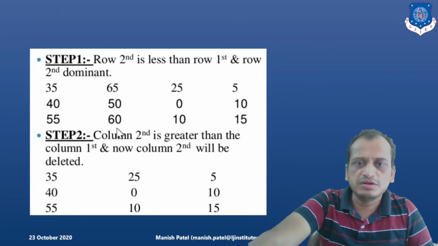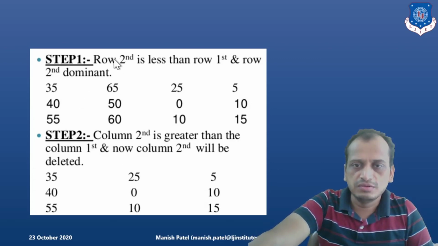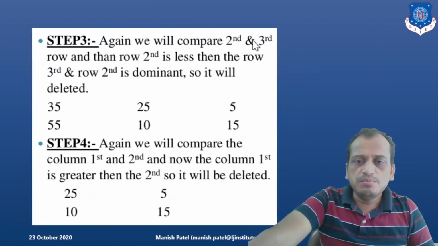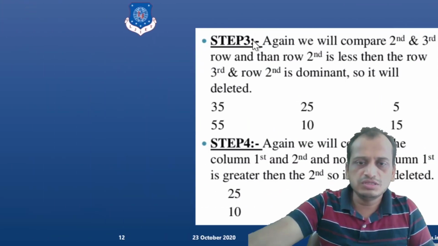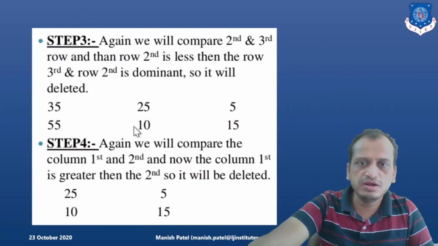Now the second column here is greater than the first: 65 is greater than 35, 50 is greater than 40, and 60 is greater than 45. So we will remove the greater one, that is this column. So this is the reduction of the matrix to 3 cross 3 now. In the next step, we will compare the second and third row. 40 is less than 55, 0 is less than 10, 10 is less than 15. So we will remove the second row. That is what we have done here, we have removed the second row.